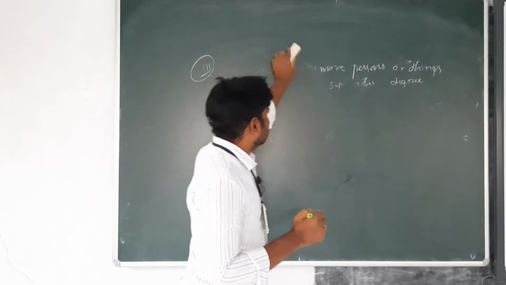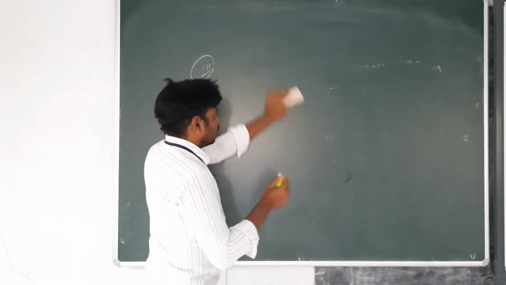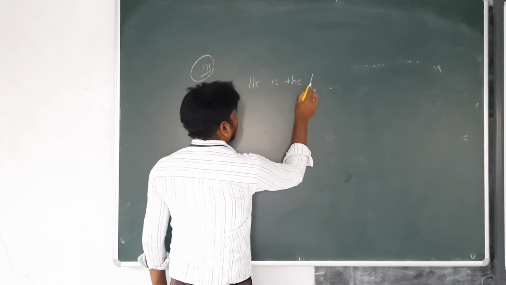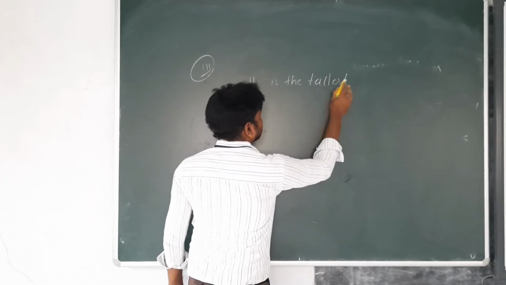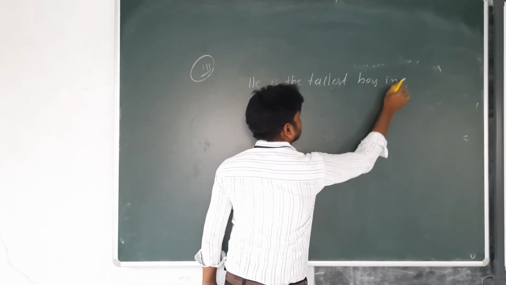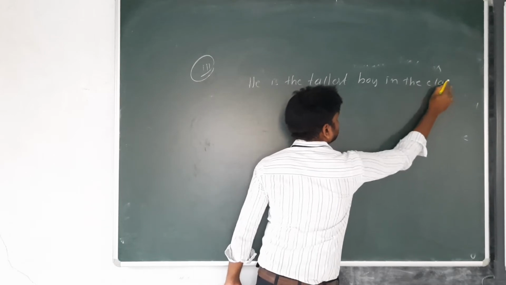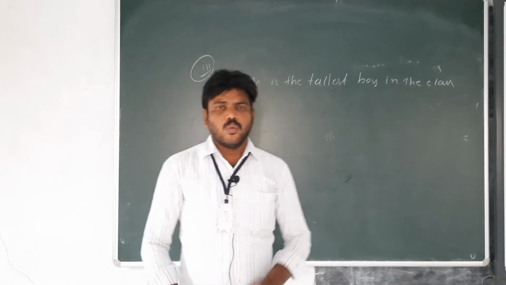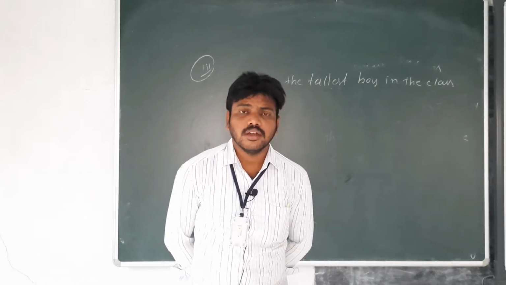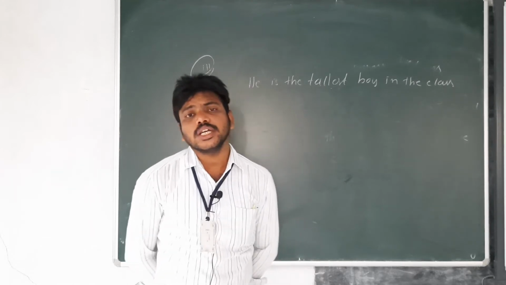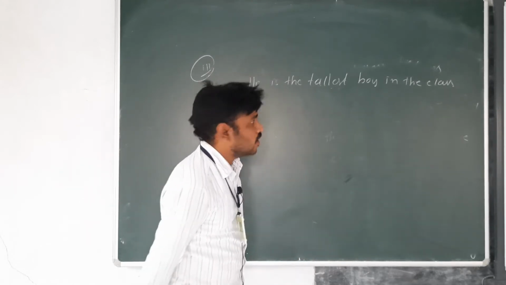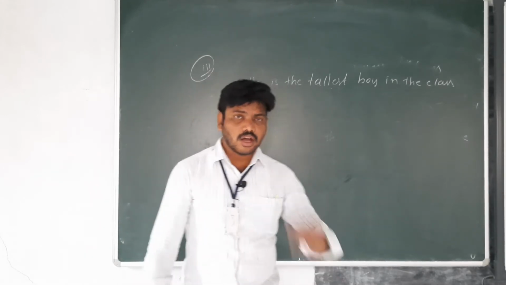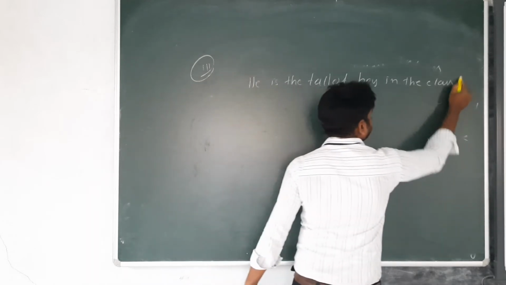Now let us see examples one by one, how to change superlative to comparative to positive. For example, he is the tallest boy in the class. This is the question. What kind of degree is it? Positive or comparative or superlative degree? It is superlative degree, because he is the tallest boy in the class.